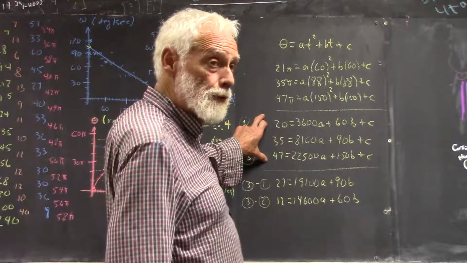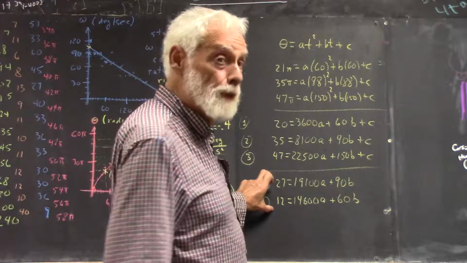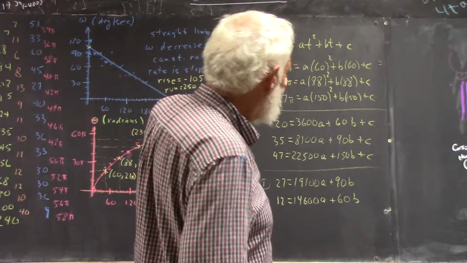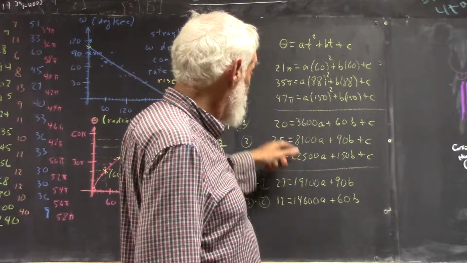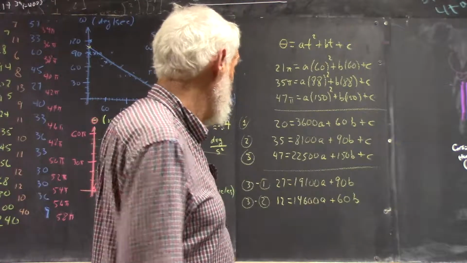We had three equations and three unknowns here. If these equations are true, then these equations have to be true. In other words, if my values of A and B and C satisfy these three equations, then my values of A and B have to satisfy these two equations.